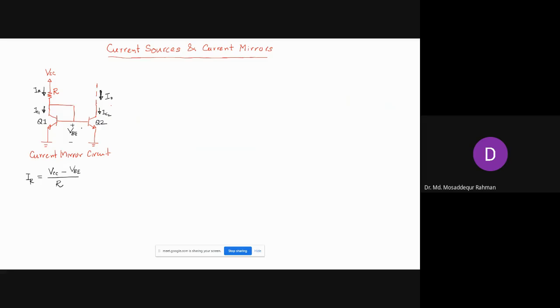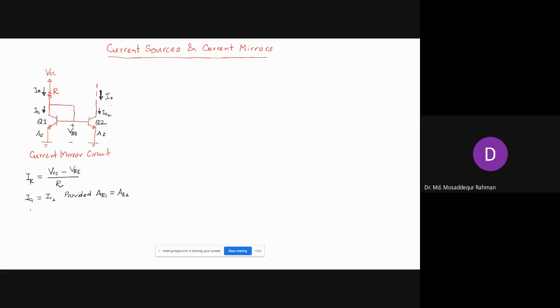And since these two bases are tied together, they will have the same collector currents. IC1 will be equal to IC2, provided that AE1, the emitter cross-sectional area of transistor 1, is the same as that of transistor 2. So they have the same cross-sectional area, then the two collector currents will be the same.